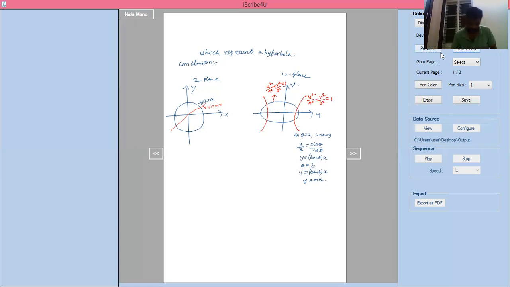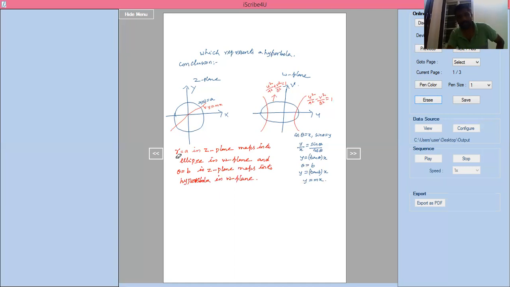So the conclusion. Sorry, not z equal to a here, r equal to a. r equal to a in the z plane maps into an ellipse in the w plane, and theta equal to b in the z plane maps into a hyperbola in the w plane. Maps into a hyperbola in the w plane.